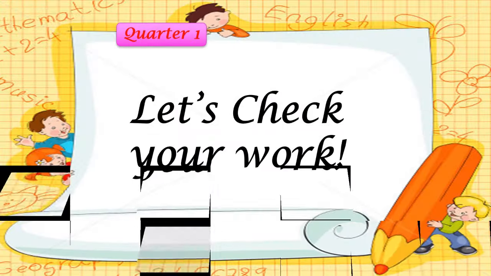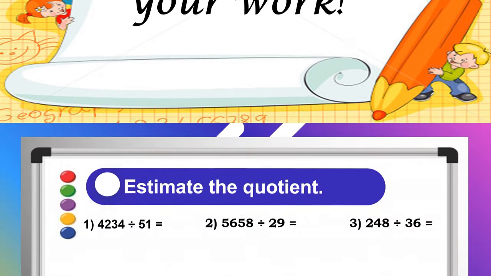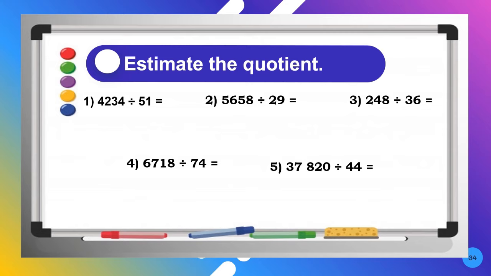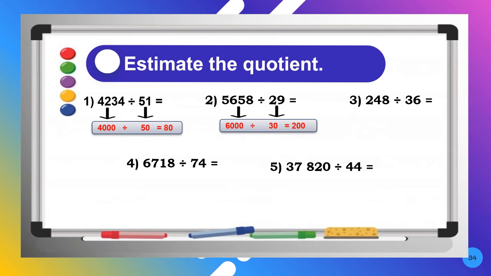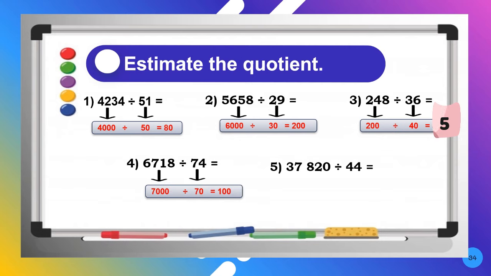Time's up! Let's check your work. Number 1. The estimated quotient of 4,234 divided by 51 is 80. Number 2. The estimated quotient of 5,658 divided by 29 is 200. Number 3. The estimated quotient of 248 divided by 36 is 5. Number 4. The estimated quotient of 6,718 divided by 74 is 100. And number 5. The estimated quotient of 37,820 divided by 44 is 1,000.